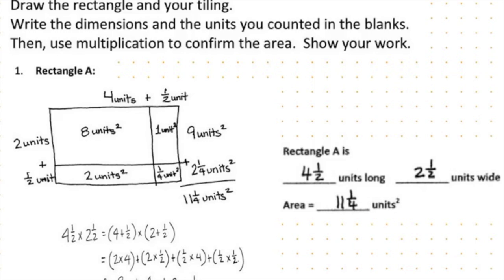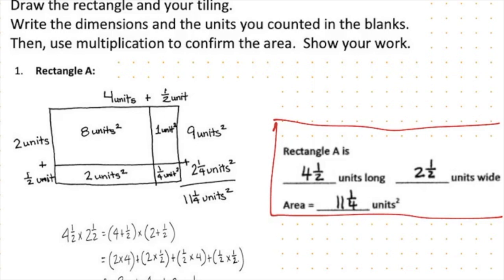Moving on to the concept development, it says, draw the rectangle and your tiling. Write the dimensions and the units you counted in the blanks. Then use multiplication to confirm the area. Show your work. First, I want to look at what I just circled or boxed in red. It says rectangle A is 4.5 units long. Let's find that now on the given diagram. 4.5 units long. I'm going to keep that in red.